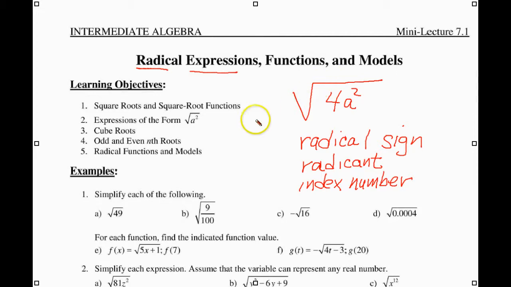Okay. Now, we'll be looking at cube roots too, in which there'll be a 3 there, and then odd and even roots and some other little properties of them as we go on. But have these words in your notes. They're going to be very significant, will be part of the vocabulary that we use.